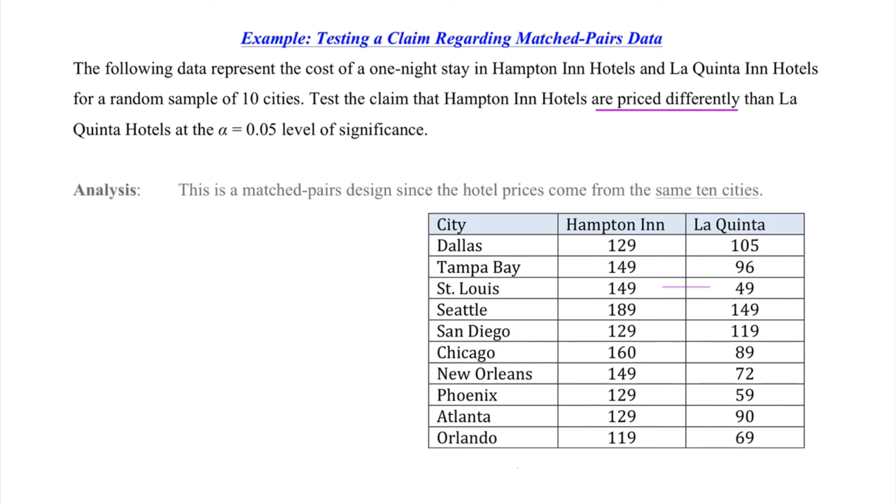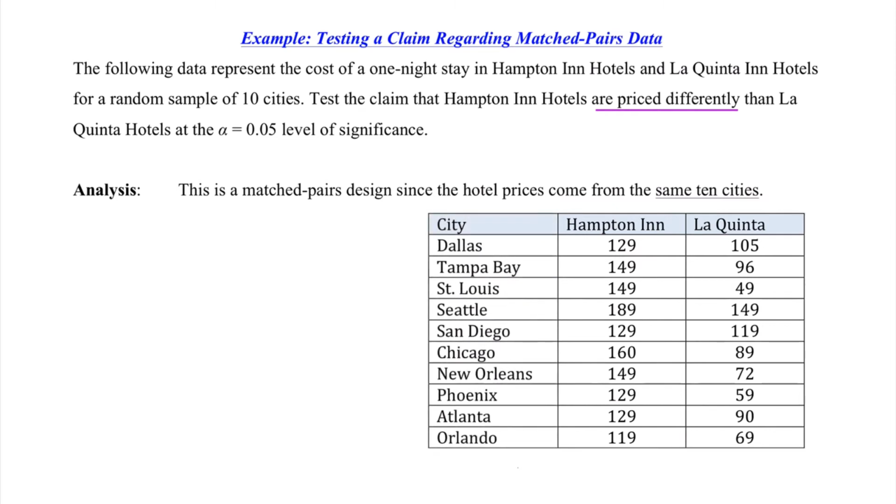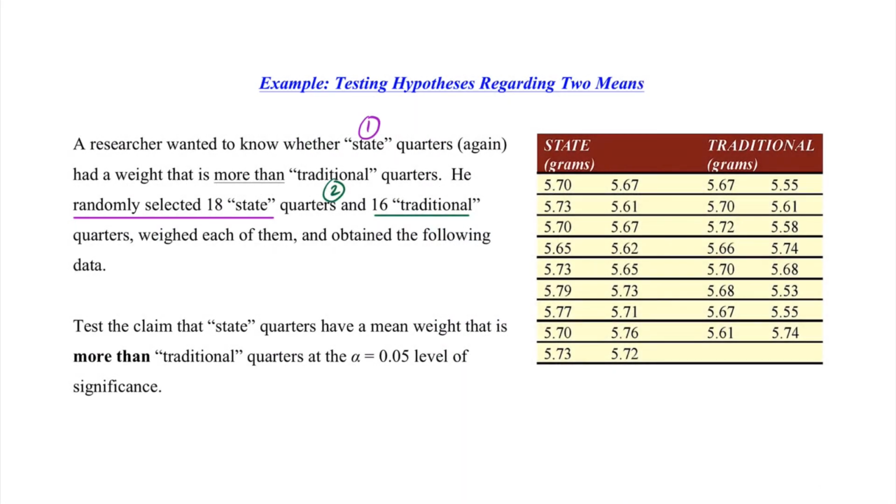That is, this is a matched pairs design since the hotel prices come from the same 10 cities, and again we're comparing directly. We are not simply comparing Hampton Inn hotels to La Quinta. Now for the sake of conversation, if they didn't give us that extra bit of information, that would be the cities from which each set of data is gathered, then we might have to treat this as independent sampling. But since we know it's a direct comparison based on the location, meaning those cities that these hotels come from, that's what makes it matched pairs, which sends us down a different route in our hypothesis test. Heading back to our example then, we have our state versus traditional quarters, and we know that we're working with independent sampling, so we're ready to head into the details of the test.